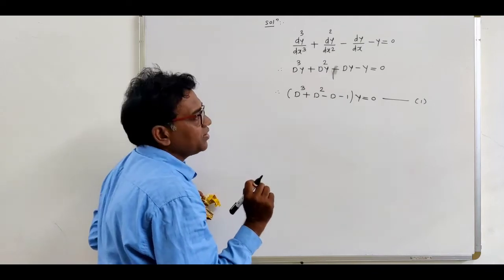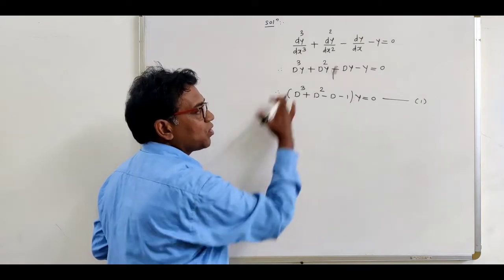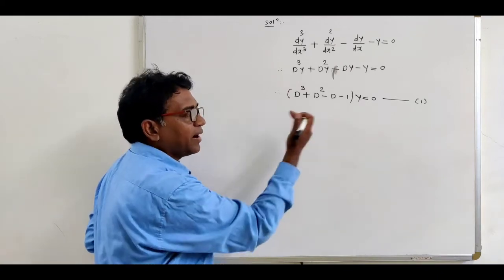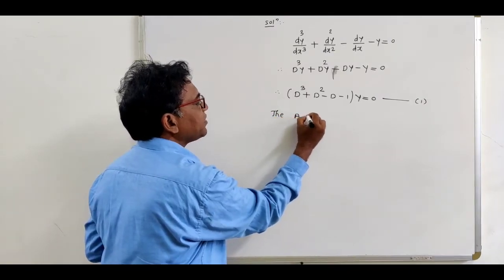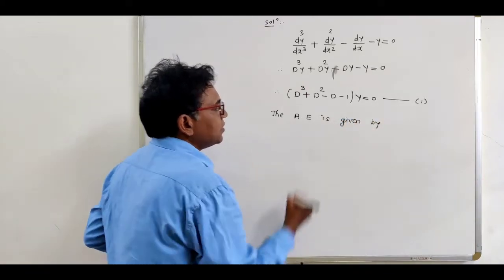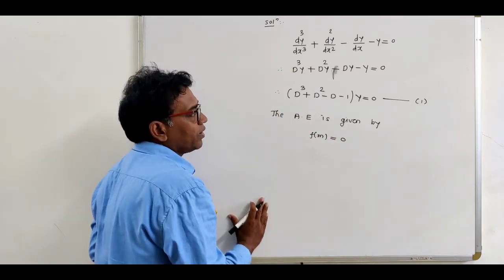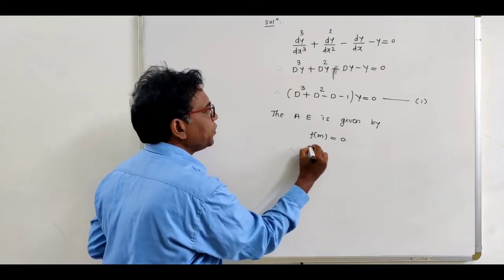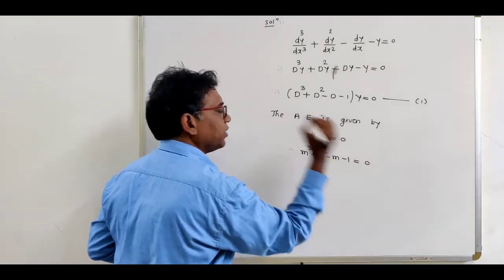So what is the associated equation? A differential equation of the form f(D) y equal to 0, that is called the associated equation. So how to solve the associated equation? Just write its auxiliary equation. The auxiliary equation is given by the formula f(m) equal to 0. So equate this differential term equal to 0. So this is m cube plus m square minus m minus 1 equal to 0.